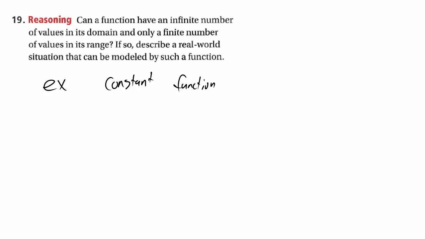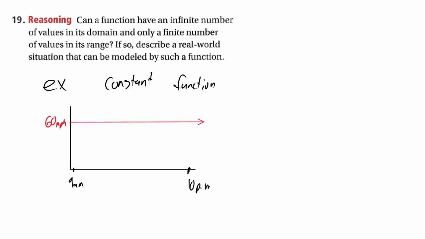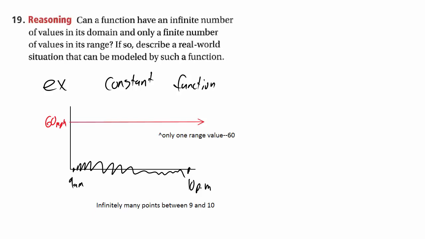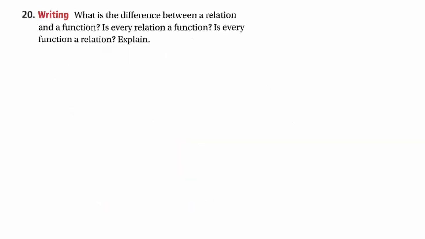Here, we're just brainstorming. Is there an example of a function that can have an infinite domain but a finite range? Well, yeah. Say you have a car and it's going 60 miles per hour. It only has one speed. You have infinitely many points between 9 and 10, but only one range value. And specifically, they don't ask for this, but the equation of this function would be just y equals 60. Notice how there's no x in there because your range is always 60.